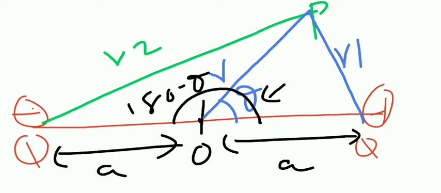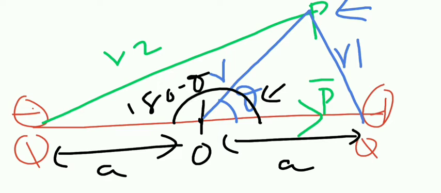We know that the dipole moment always goes from the negative charge to the positive charge, so it will be like this. The dipole moment goes like this. What we are going to do is find the potential at this point P due to the dipole, minus Q and plus Q.